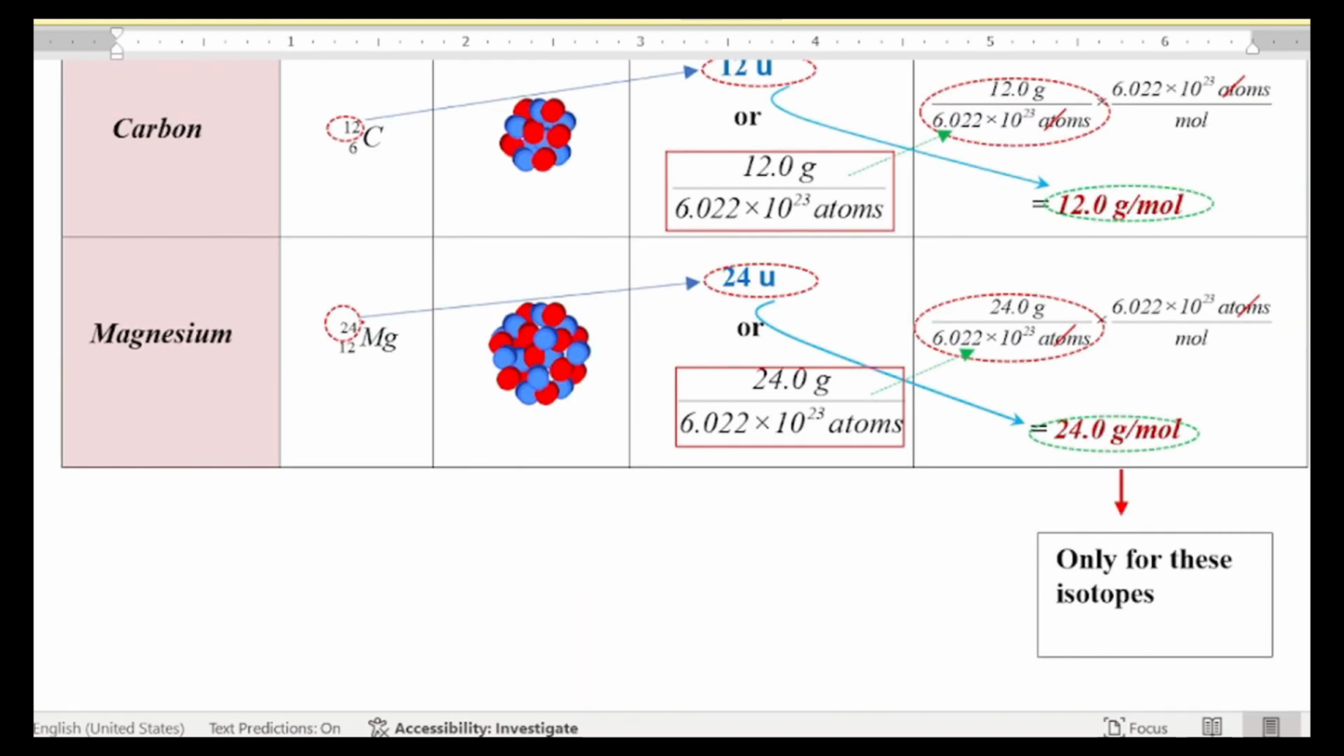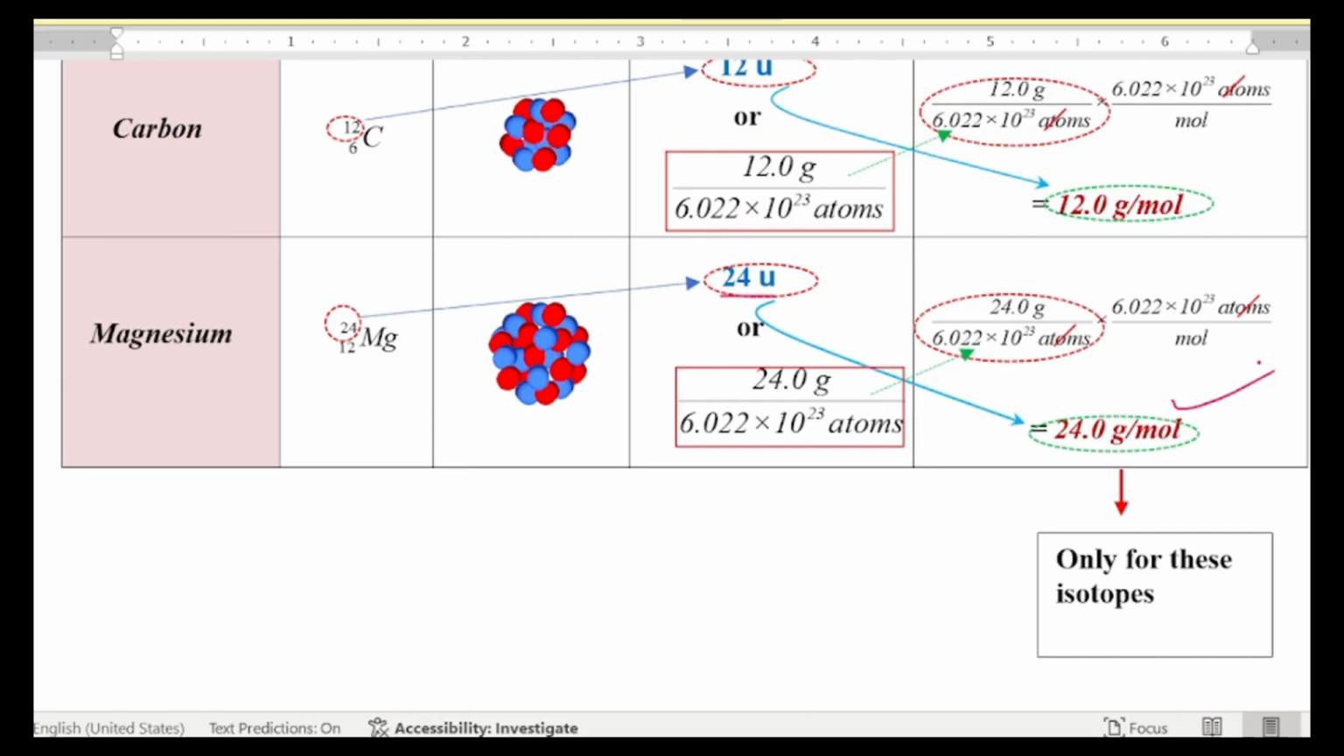So again, look for relationships. This 24 here translates to 24U. All you do is change that to 24 grams per mole. And this is for 1 atom. 1 atom is here. You multiply by Avogadro's number, and you end up with the same answer here.